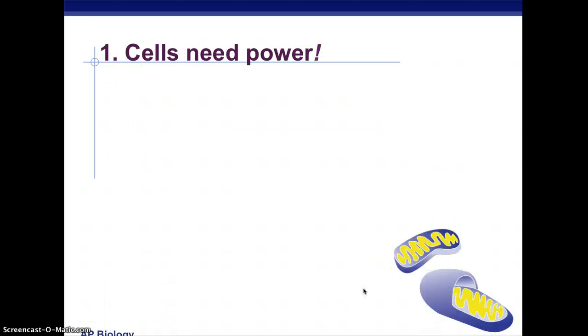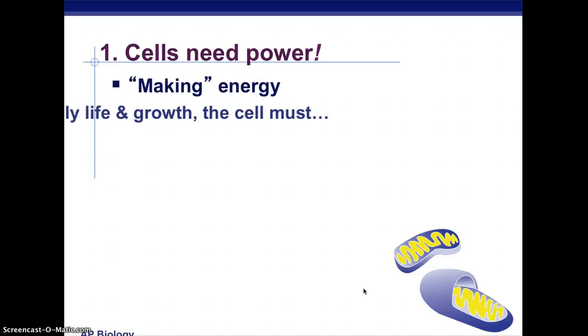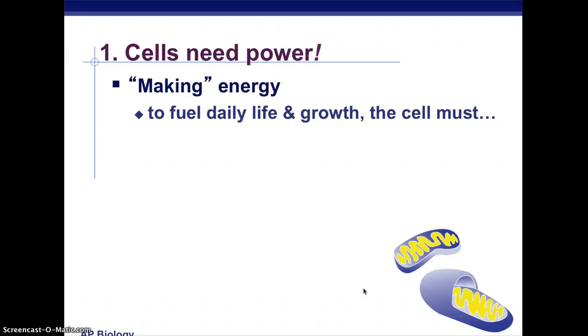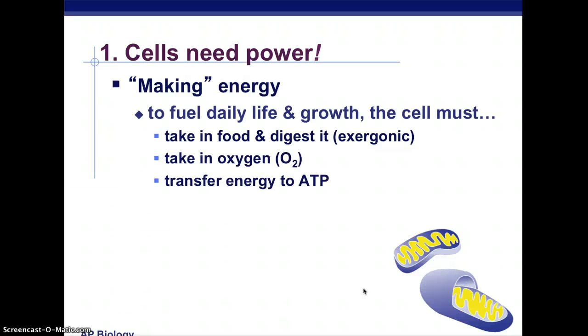So the first job that we're going to talk about is that cells need power, cells need energy. So again, making energy, really I should say harvesting energy. So providing energy to do the daily life functions, growth, etc. To do this, we have to take in food, digest it, which is very exergonic, releasing that energy, take in oxygen, and then transfer that energy to ATP. And then we can use that ATP to power all the synthesis reactions of the body.